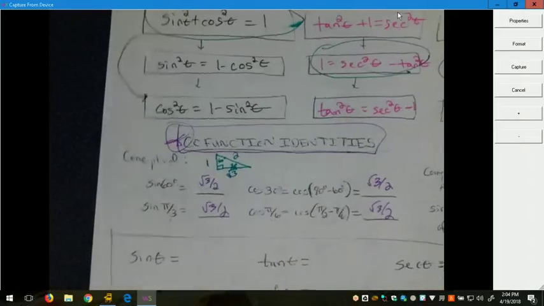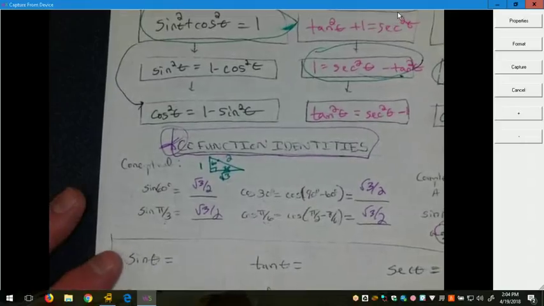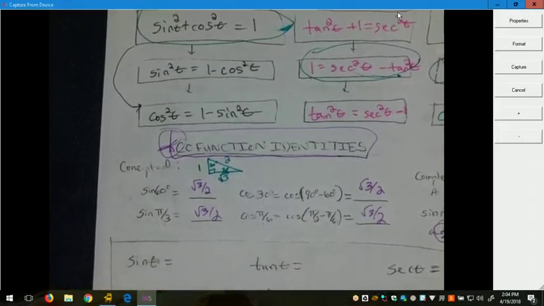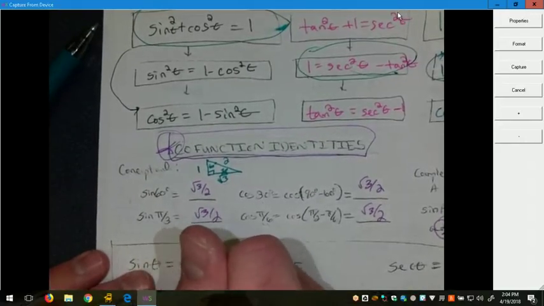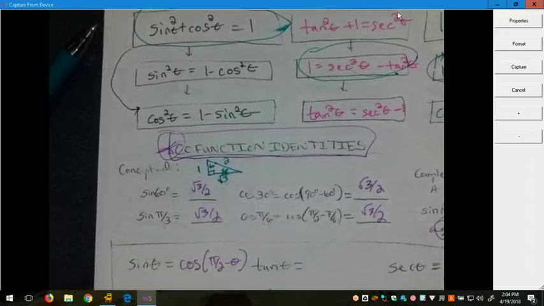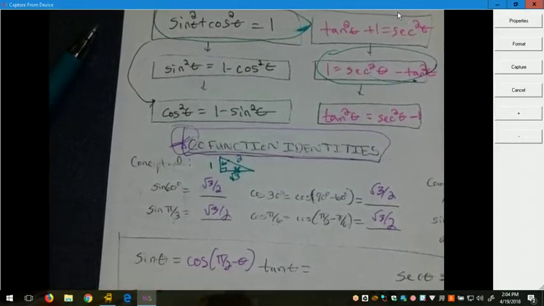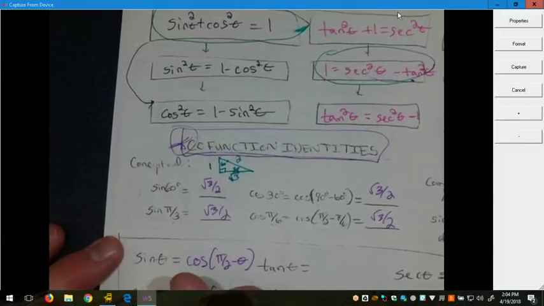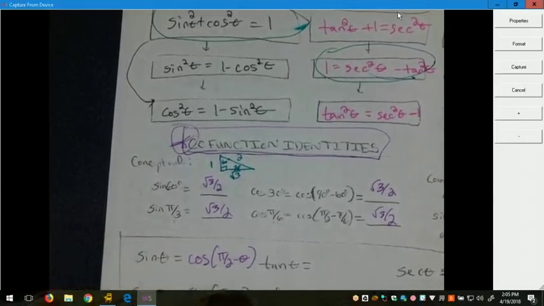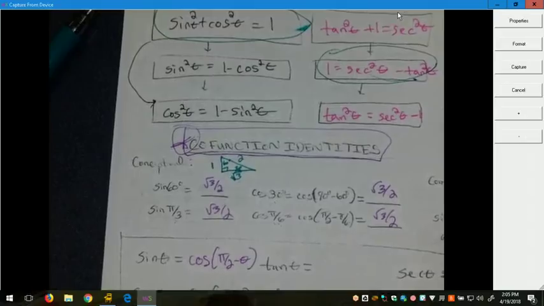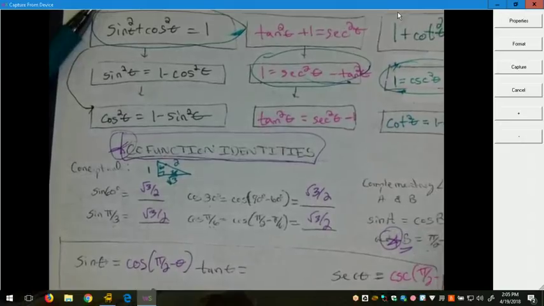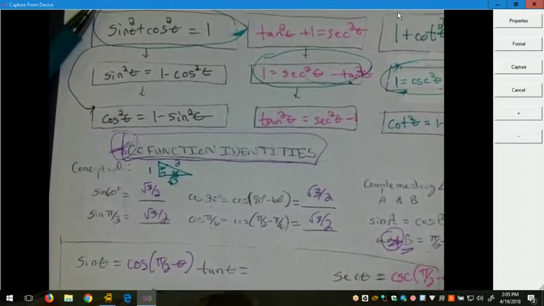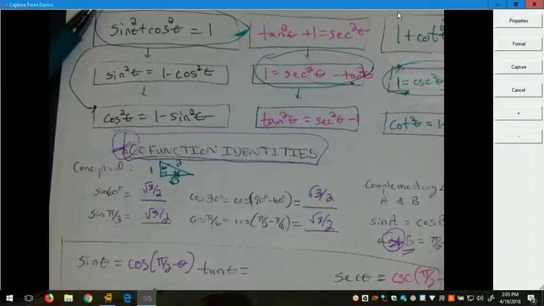So this is how we define our cofunction identities. Let me see what colors I had. Teal? Okay. So sine is going to be equal to cosine of pi over 2 minus theta, because these are complements. Cosine, therefore, is equal to sine of pi over 2 minus theta. We also have secant and cosecant. Secant is equal to cosecant of pi over 2 minus theta. Cosecant is equal to secant of pi over 2 minus theta.